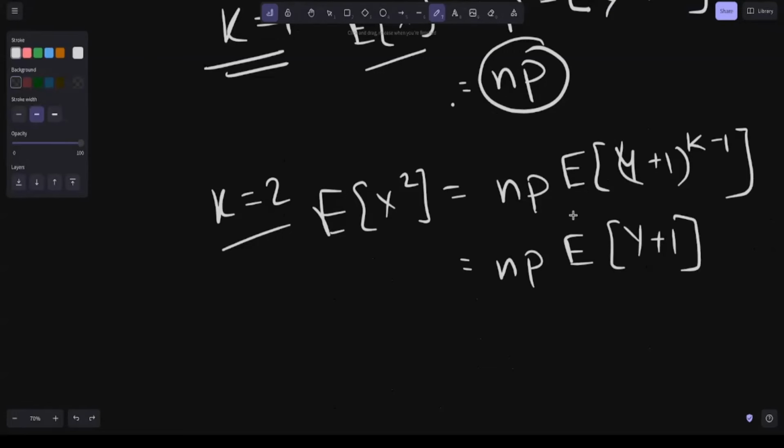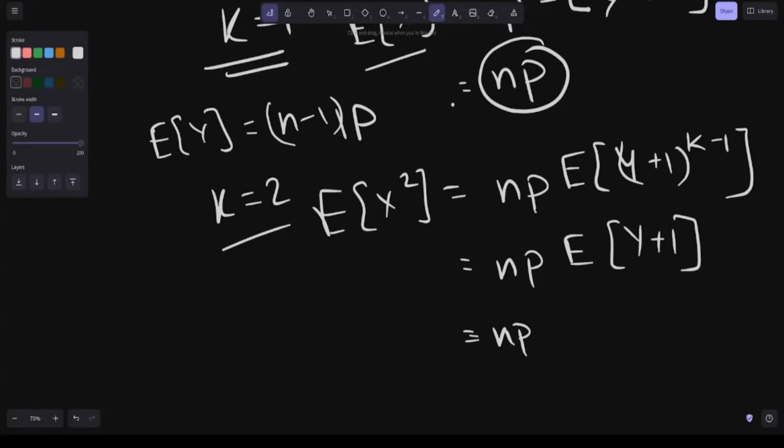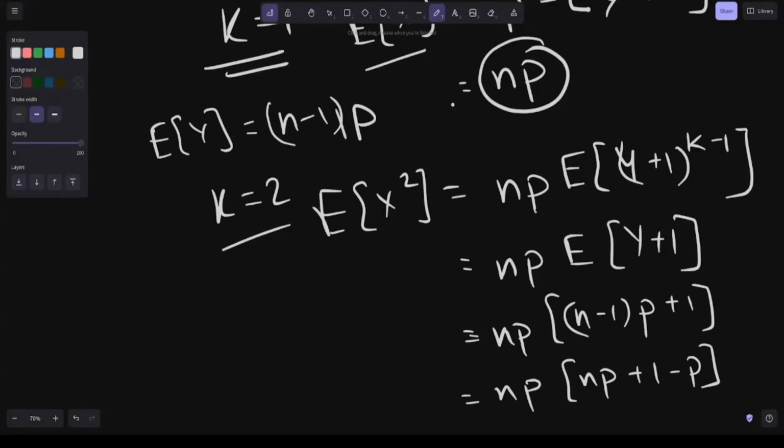Now to find that out, we can easily see this. So E of y will be what? Not e to the power y, E[y] will be nothing but (n minus 1)p. So this whole term comes out to be np into (n minus 1)p plus 1, right? So this becomes np into (np plus 1 minus p), right?